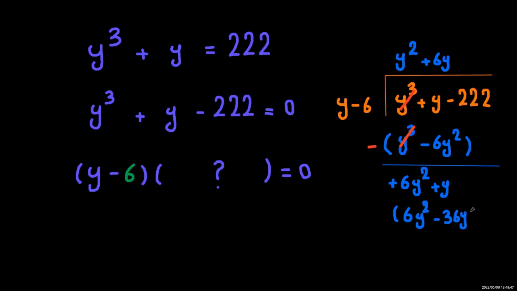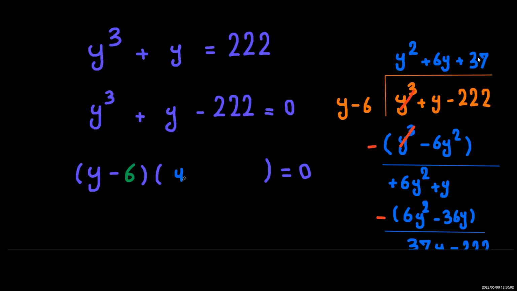Again, we need to subtract. That's 37y minus 222 in case you can't see it. Now, if we multiply 37 by this, it makes this value 0. So this is what we were looking for, the quadratic equation. Let's write it here.